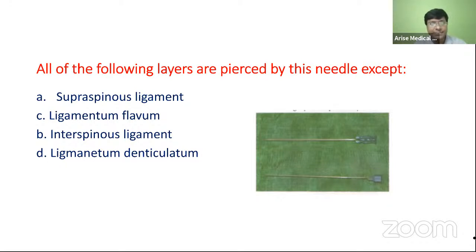All of the following layers are pierced by this needle except: supraspinous ligament, ligamentum flavum, interspinous ligament, ligamentum denticulatum. See, the question asked is except. That means the question is asking which of the following layers will not be pierced by this needle. So first tell me what this needle is, and what is the purpose of this needle?